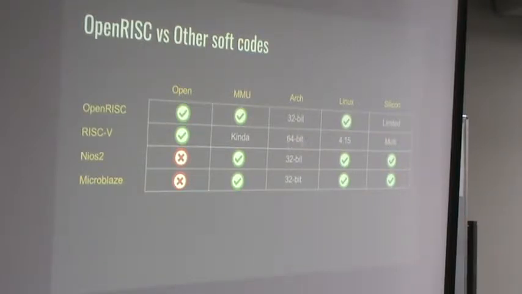RISC-V is 64-bit, pretty much exclusively. What is that? 64 or 128. Yeah, I think the kernel implementation is 64-bit right now. And Linux support for RISC-V, I gave this presentation last year, and it was in progress. And now, just a few weeks ago, the same day I got the SMP code in the kernel, RISC-V got into the kernel as well.